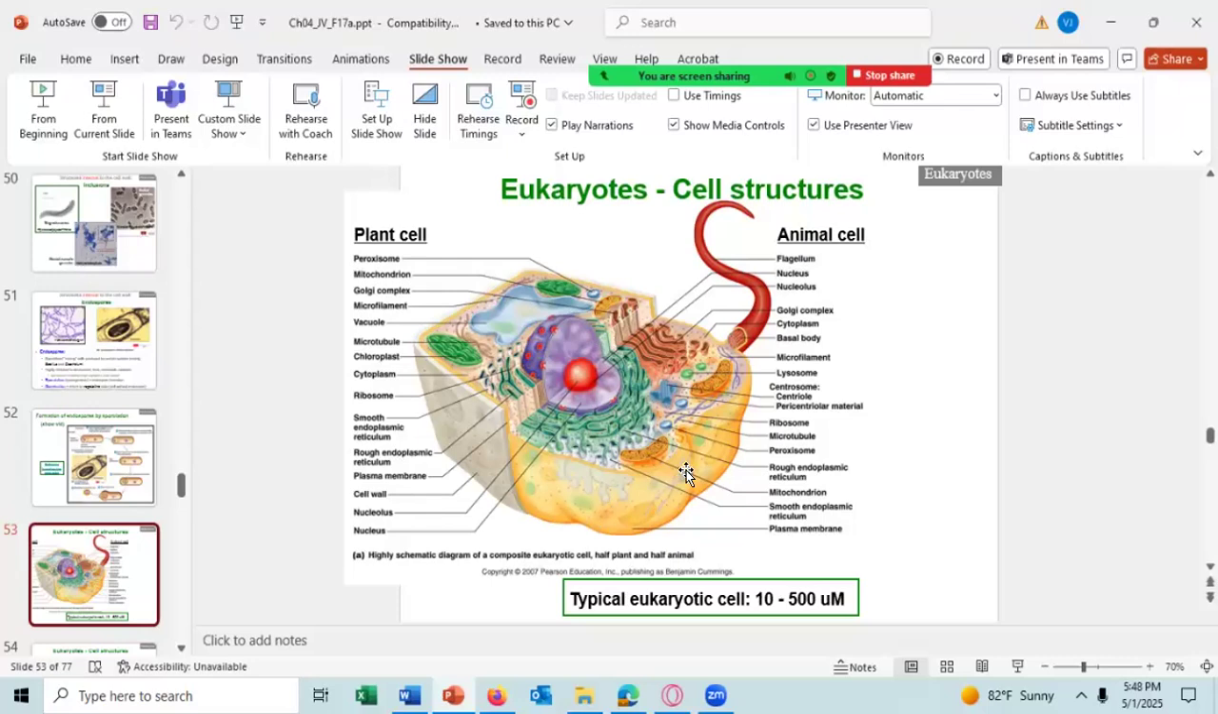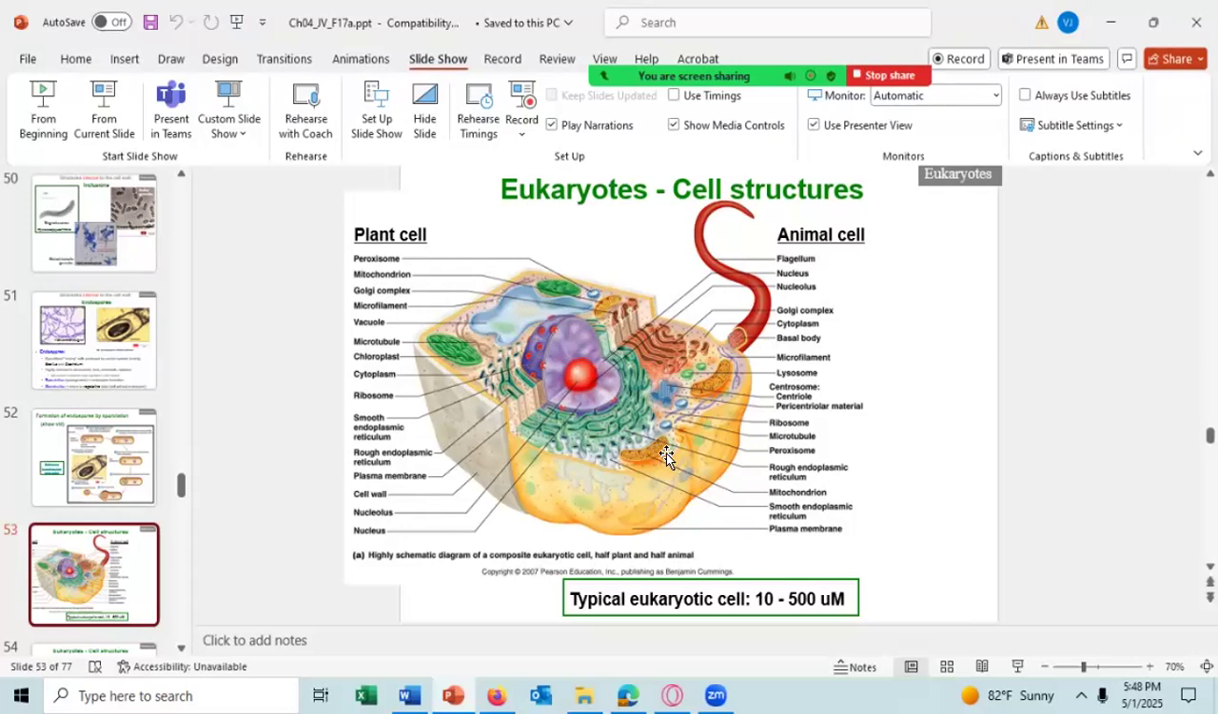Unfortunately, I don't have a normal vacuole. That's a central vacuole. A normal vacuole looks very much like a lysosome or a peroxisome. And we'll talk a little bit about that. I'll briefly mention that later in a few minutes.